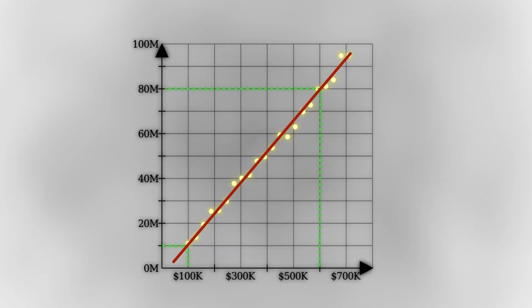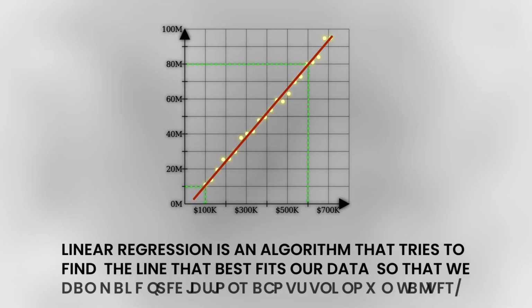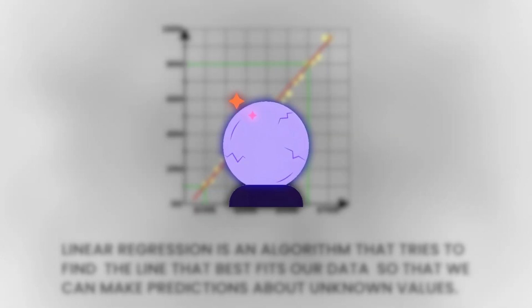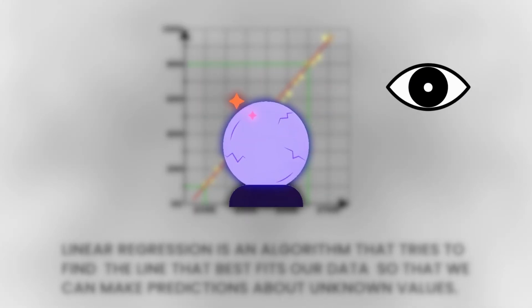This is basically what linear regression does. It finds the line that best fits the shape of our data, so we can make predictions about new values. It's like having a crystal ball that helps us guess what might happen next.